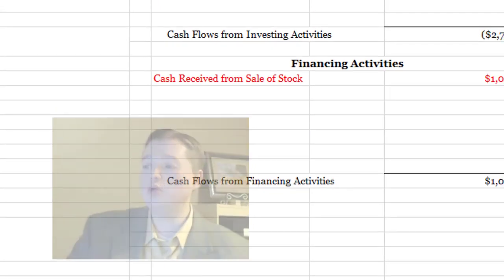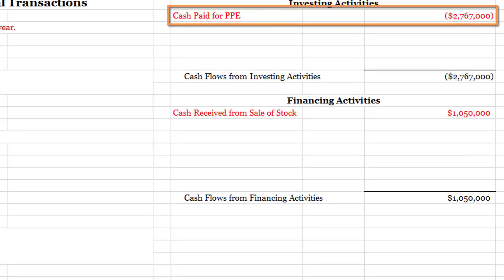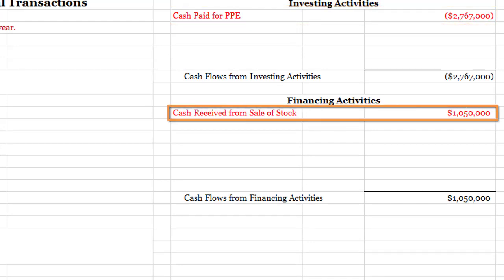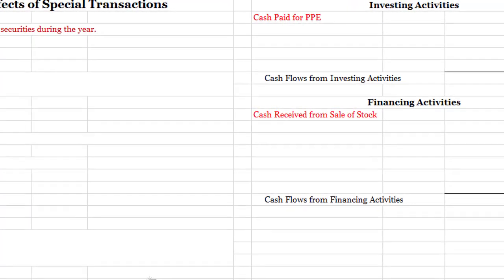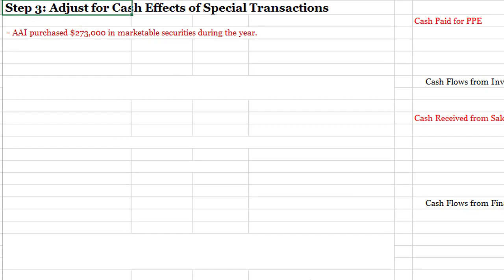So far we've had 2 adjustments. We had cash paid for PP&E of $2,767,000, and then we had cash received from sale of stock for $1,050,000. With that, we're ready to jump into our next calculation, which is purchasing $273,000 in marketable securities during the year. Now, our first question with all of these special transactions is, is this operating, investing, or financing?